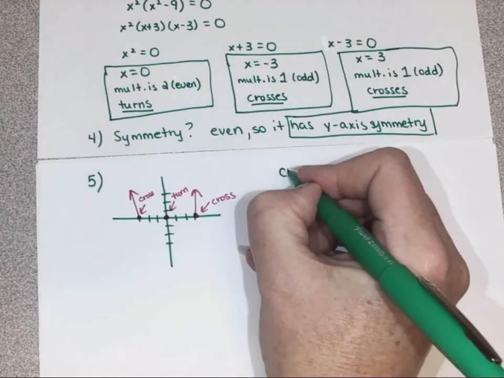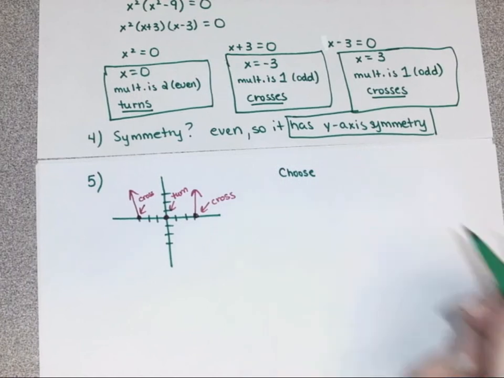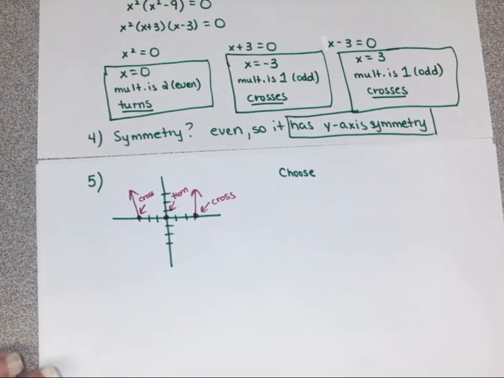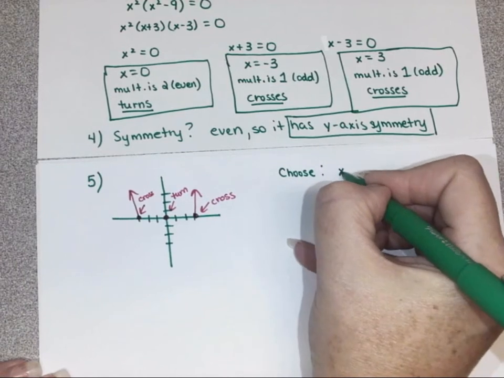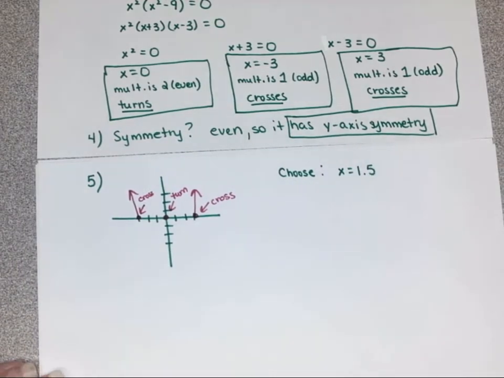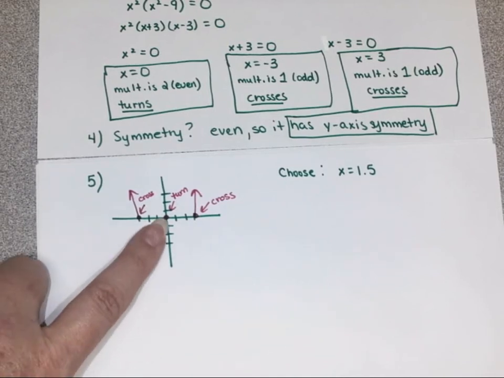So when I say choose additional points, I'm going to choose the one right in between 2 points that I want to know about. Okay, so I'm going to choose x equals 1.5. Why did I choose 1.5? Because what did I want to know about? What the graph was doing in between what?